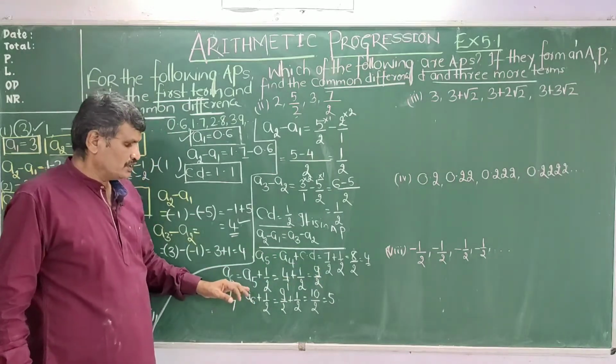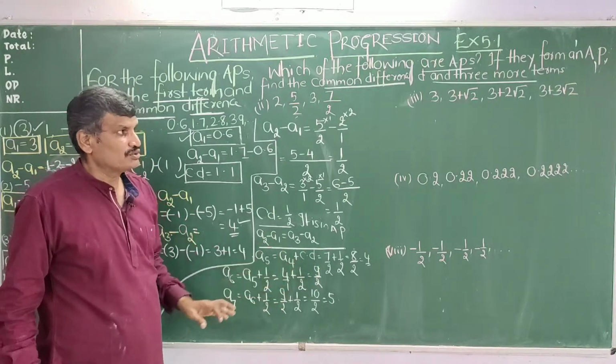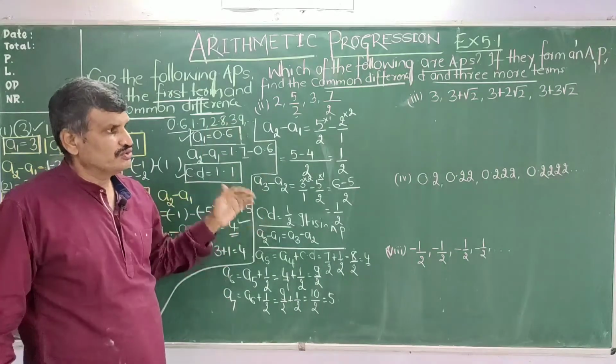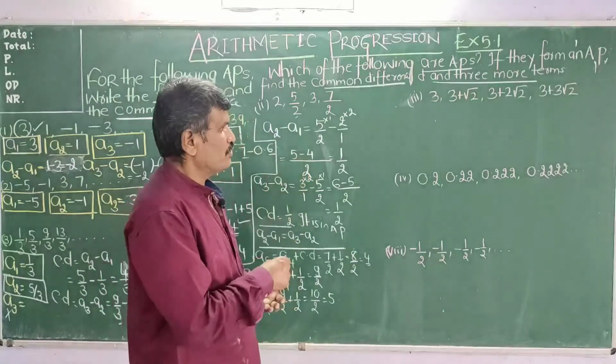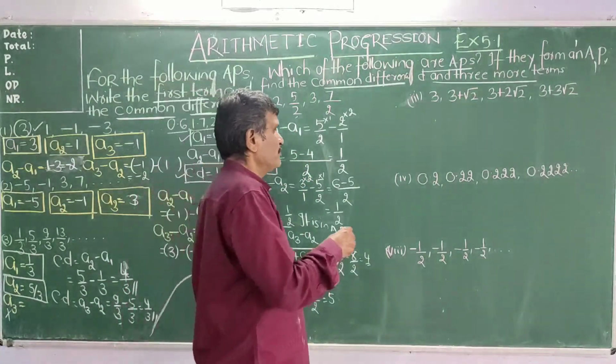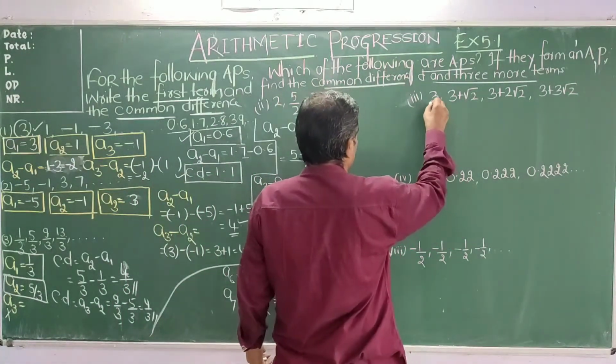Seventh term, if I want, is the sixth term plus 1 by 2, that is 10 by 2, that is 5. So I hope, children, you understood what I said. Now let me go for the next problem. Next problem, let me say whether it is in AP or not.